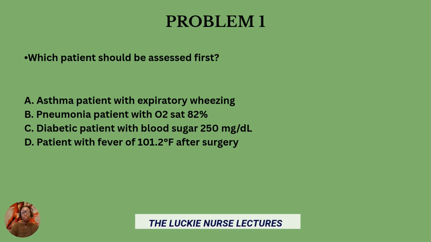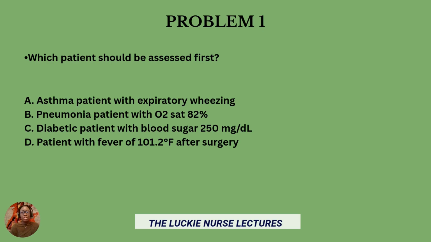So moving on to the patient for option B, a pneumonia patient with an O2 saturation of 82%. This is emergent because of the oxygen saturation. So typically a healthy oxygen saturation would be greater than 94. This is by far more urgent than option A. Just looking at this, the patient needs to be put on oxygen immediately.